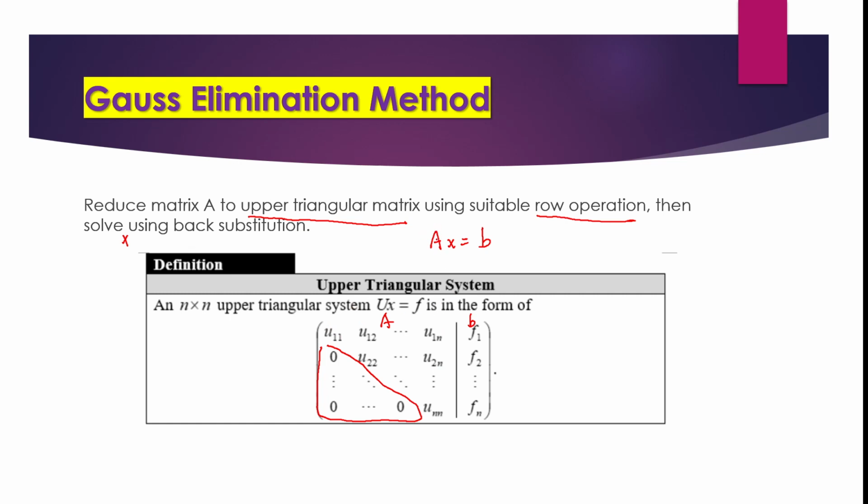When you reduce matrix A using suitable row operations, the vector B will also change, so it becomes f1, f2 until fn. Then you use back substitution, because we start from the last equation. Starting from the last equation, you can then find xn minus 1 until x1. So far, any questions here?